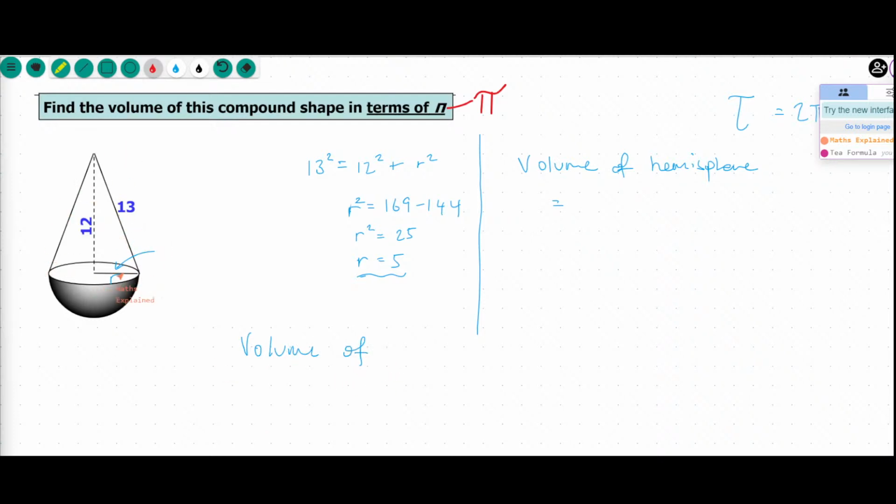Okay, so in this compound shape, I imagine this is a cone. It doesn't actually say that's a cone, but I imagine there's a cone on top of this hemisphere. That is a cone, yes. So we need to know how to find the volume of a sphere, and we need to know how to find the volume of a cone. These are things that you don't have to memorize for GCSEs. They'll give you those in a question, but it's also useful to know them anyway, so it's not a waste of time memorizing these.